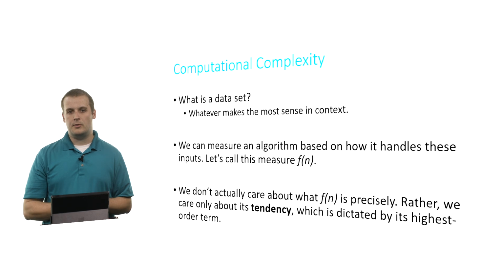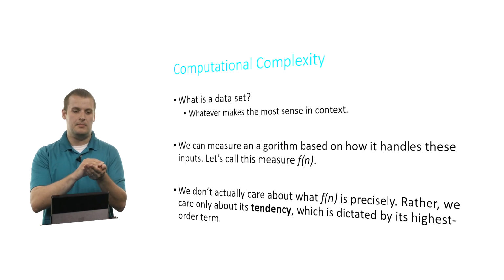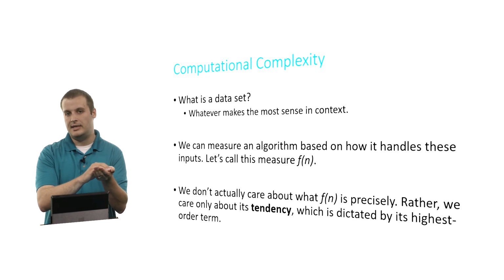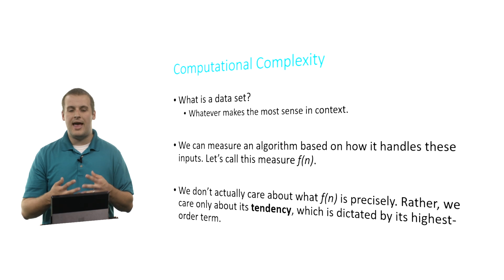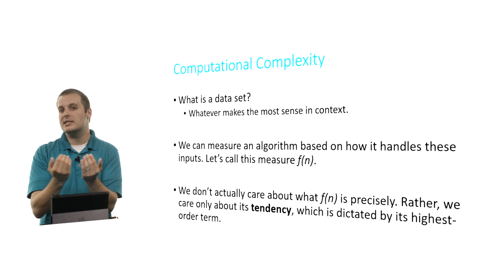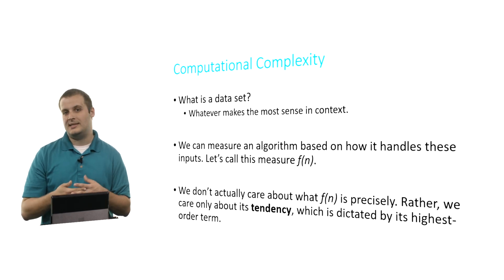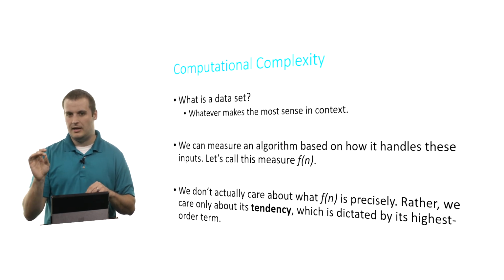Now, we can measure an algorithm. In particular, when I say we can measure an algorithm, I mean we can measure how many resources it takes up, whether those resources are how many bytes or megabytes of RAM it uses, or how much time it takes to run. And we can call this measure, arbitrarily, f of n, where n is the number of elements in the data set, and f of n is how many units of resources it requires to process that data. Now, we actually don't care about what f of n is exactly, and in fact, we very rarely will, and certainly will never in this class dive into any really deep analysis of what f of n is.